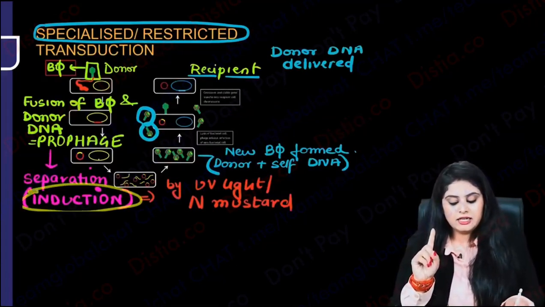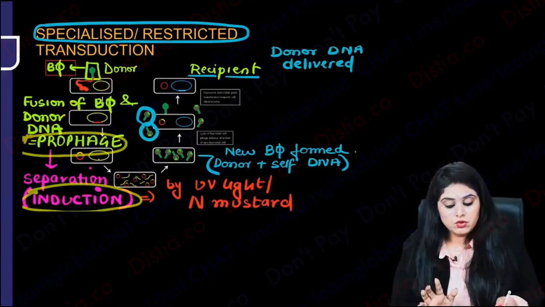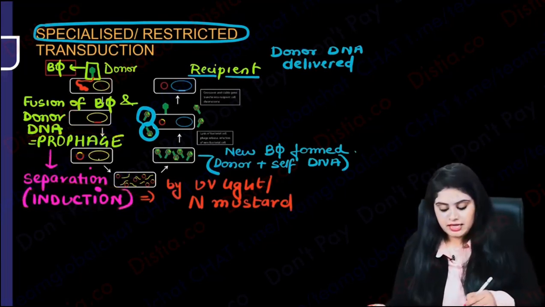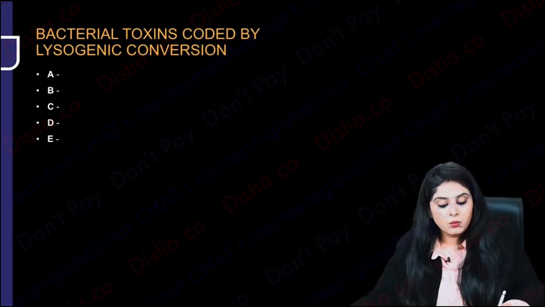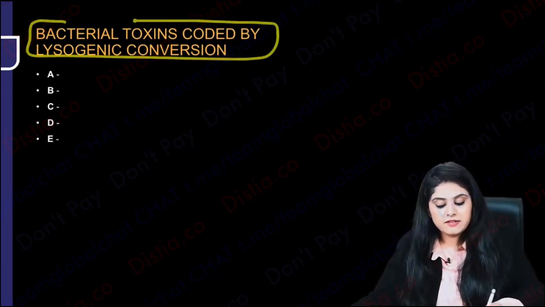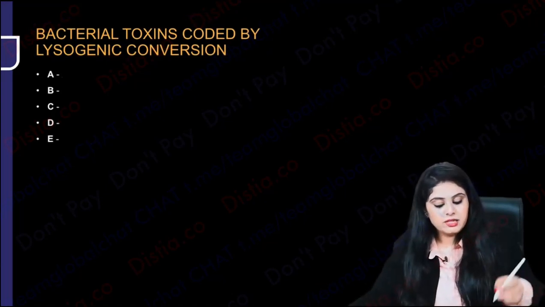You had all that induction and prophage formation, and it was going to be a case of fusion. So there was lysogeny happening. Now how do I put all this information into my bacteria? Which are the toxins which are going to get affected by this lysogenic conversion? Lysogenic means fusion. These are going to be A, B, C, D, E.